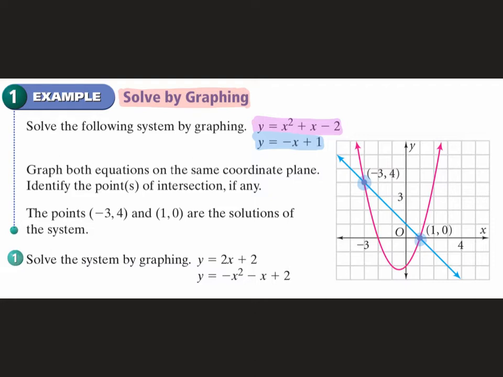So the points are already labeled for us. We have (-3, 4) and (1, 0). So we can tell that this is going to have two solutions because it intersects at two places. When asked for the solutions, you just put in the point values, the xy points.